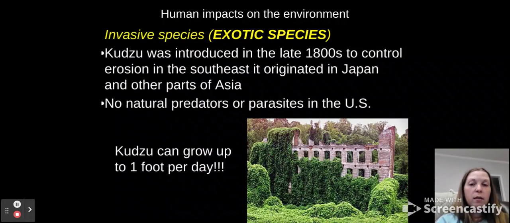Another one, this is a big one, is kudzu, which is like the growing ivy that you see on the sides of buildings and stuff. So this was introduced in the late 1800s to control erosion in the southeast, from Japan and other parts of Asia. But there's no natural predators or parasites in the US, which means it just overtakes everything. And kudzu can actually grow up to 1 foot per day, and that means it will literally just encapsulate whatever it's on.